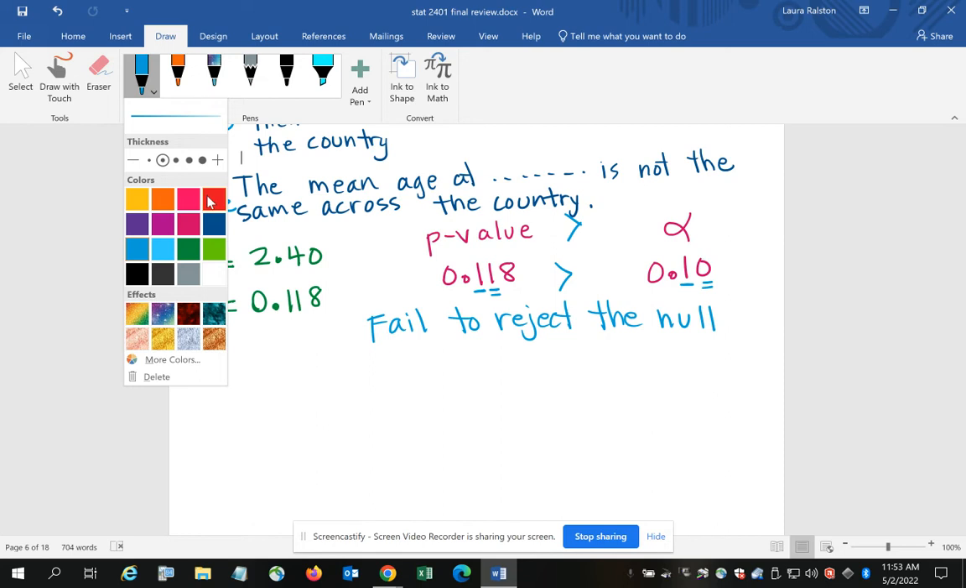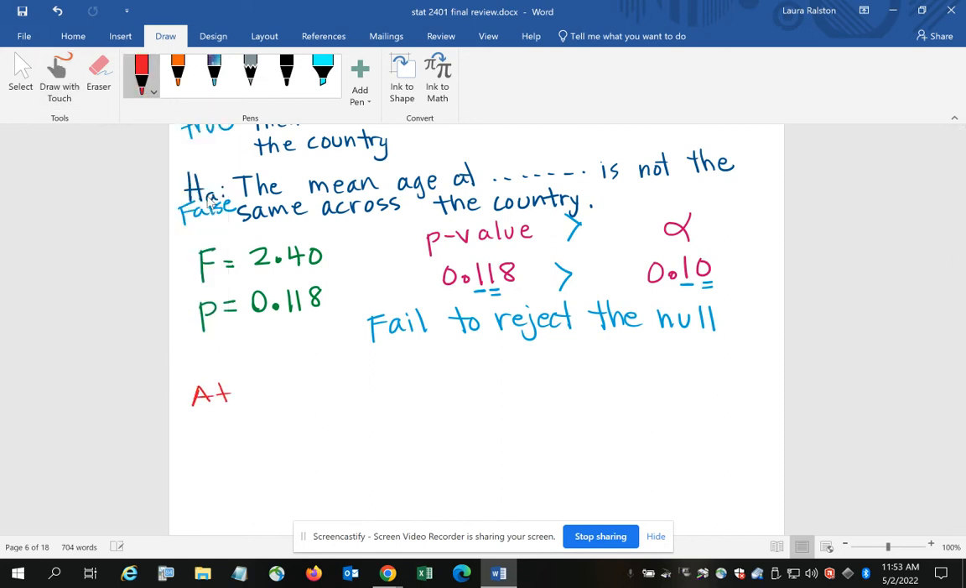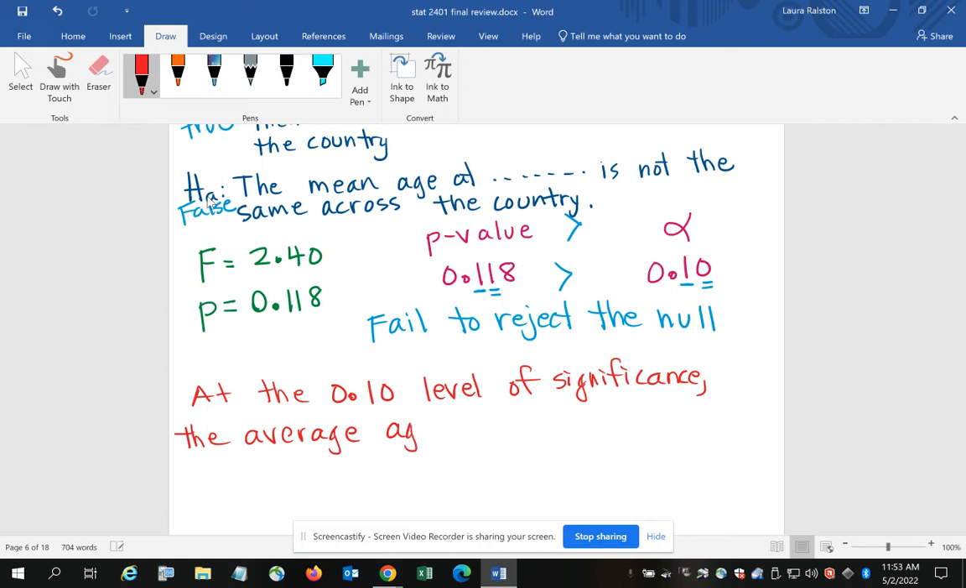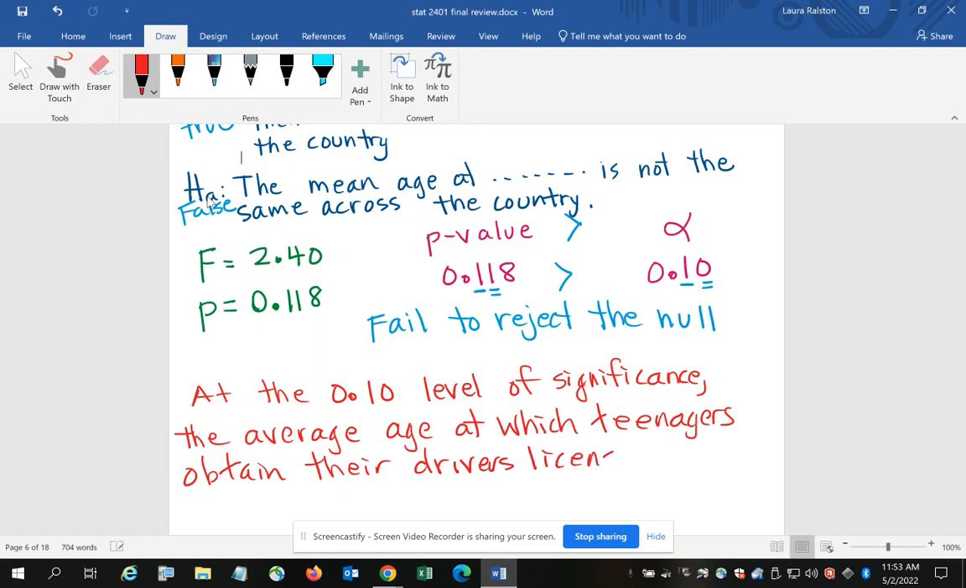Okay? So we would write at the 0.10 level of significance, the average age at which teenagers obtain their driver's license is the same across the country.